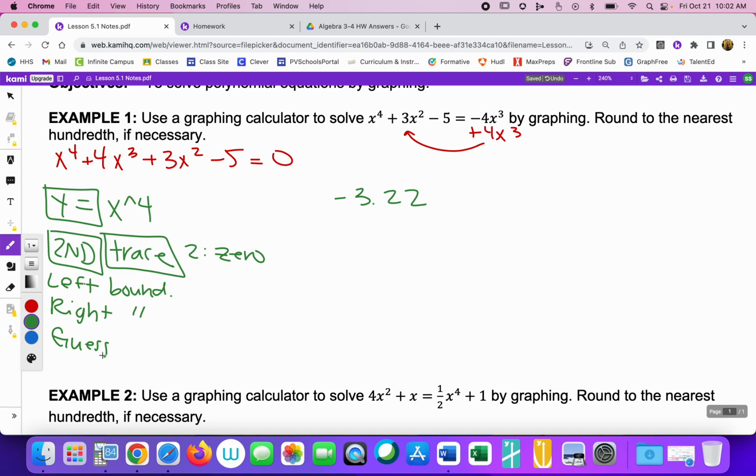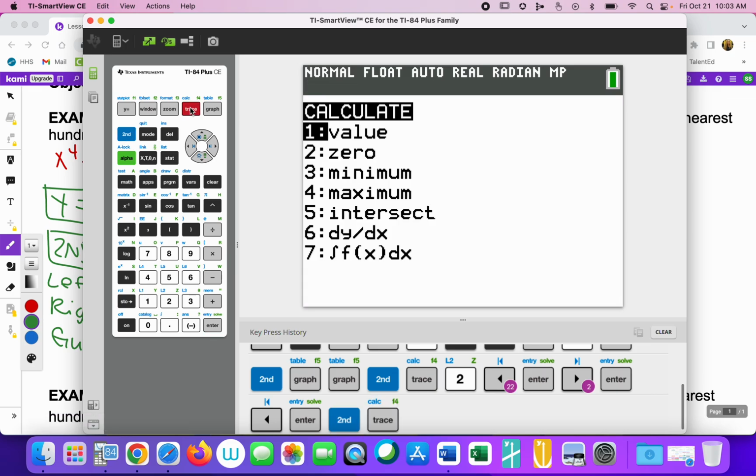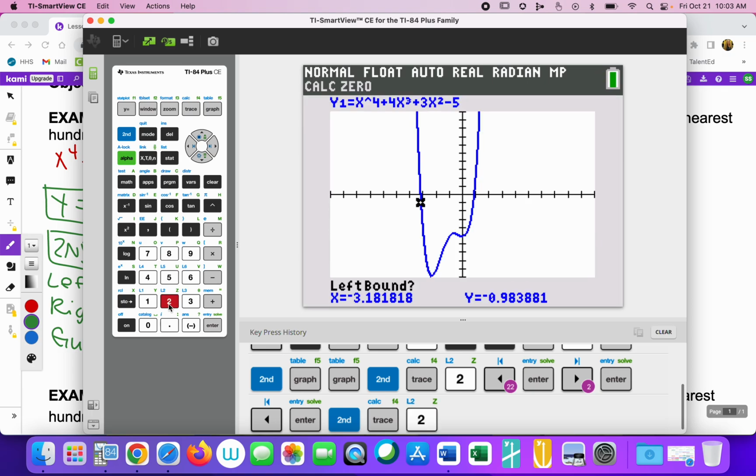Once you get really fast at it, it should take you about 10 seconds to find each one. But while you guys are still learning what to do, it's going to take you a few extra seconds. But you'll have to start this over. So second trace again, option 2.